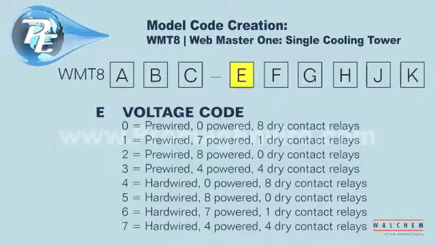The number 4 represents hardwired, 0 powered relays, and 8 dry contact relays. The number 5 represents hardwired, 8 powered relays, 0 dry contact relays. The number 6 represents hardwired, 7 powered relays, and 1 dry contact relay. The number 7 represents hardwired, 4 powered relays, and 4 dry contact relays.